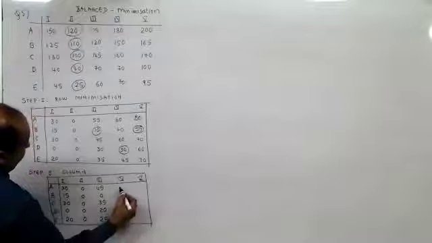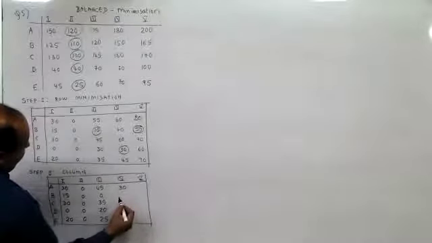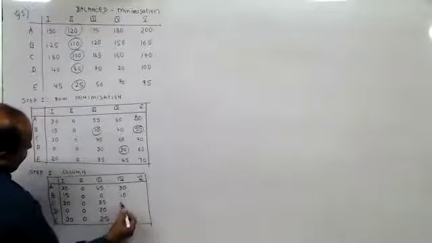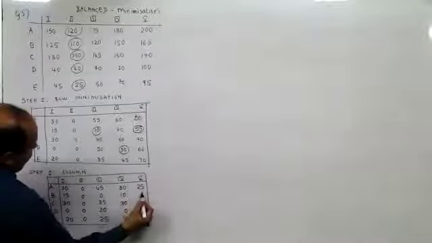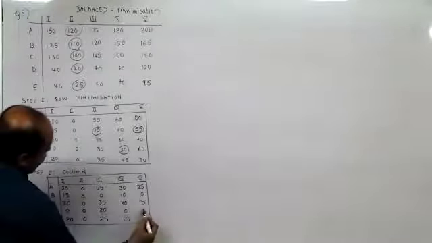this would be 60 minus 30 is 30, 40 minus 30 is 10, 60 minus 30 is 30, 30 minus 30 is 0, this is 15, 80 minus 55 is 25, this is 0, 70 minus 55 is 15, 60 minus 55 is 5, and 70 minus 55 is 15.